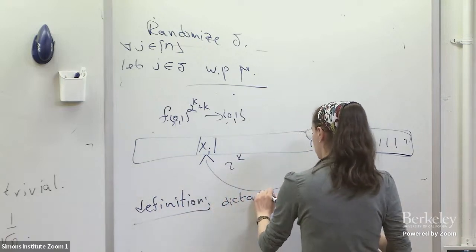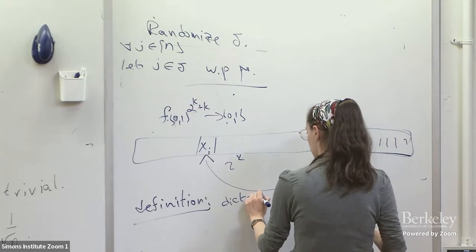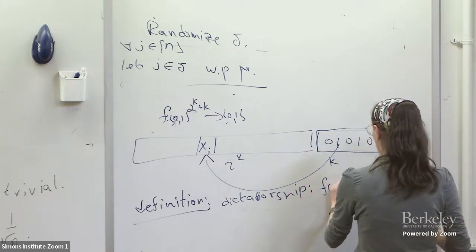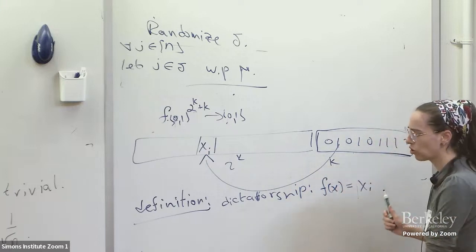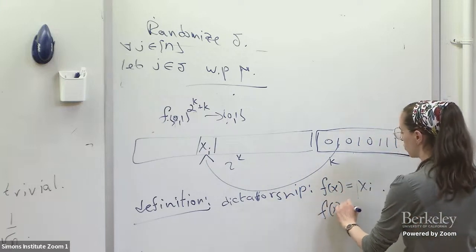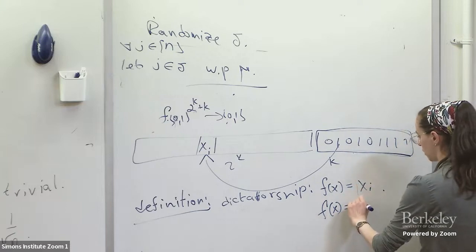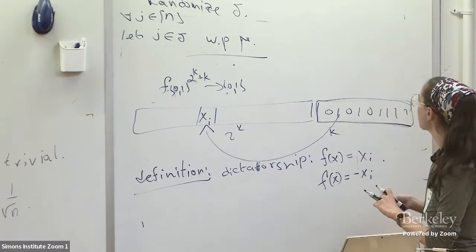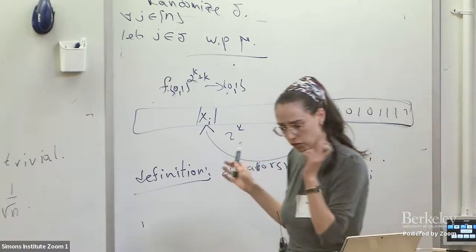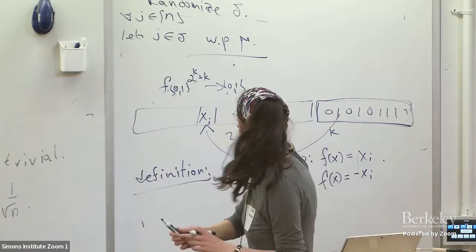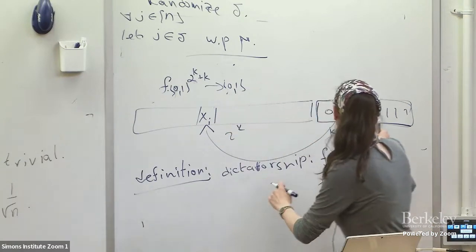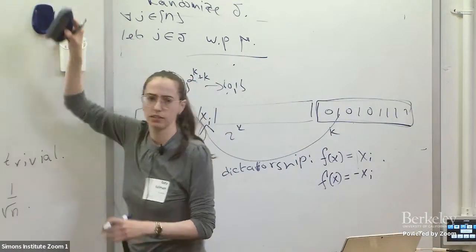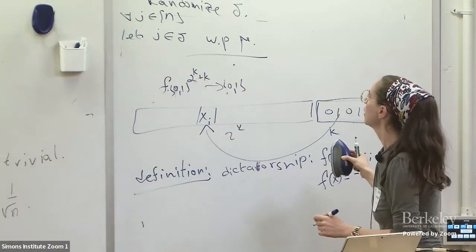Okay, example: f(x) equals x_i for some i, or sometimes we talk about the negative dictatorship, which is minus x_i, or sometimes they come together. We'll talk more about dictatorships. But for this, let's go to random J, unless you have any questions about this.